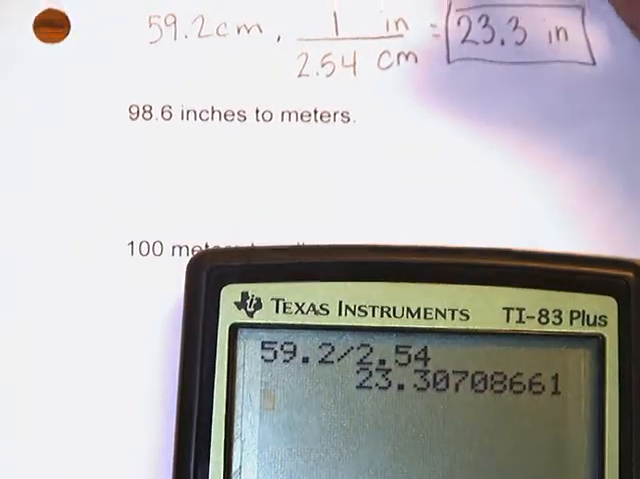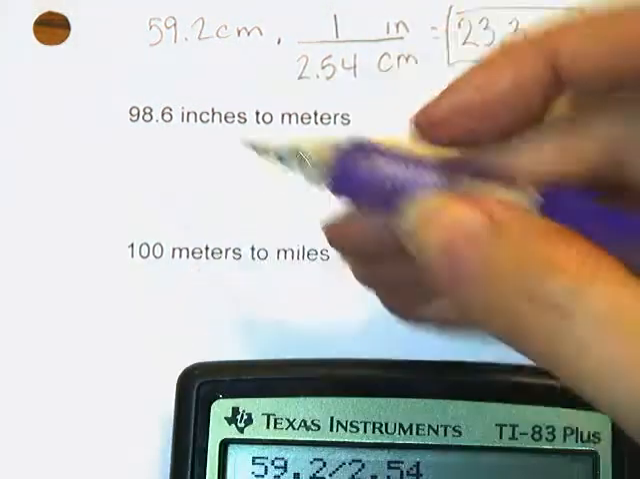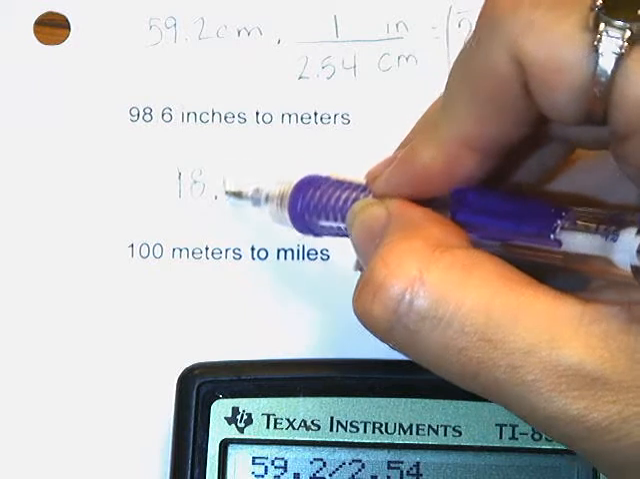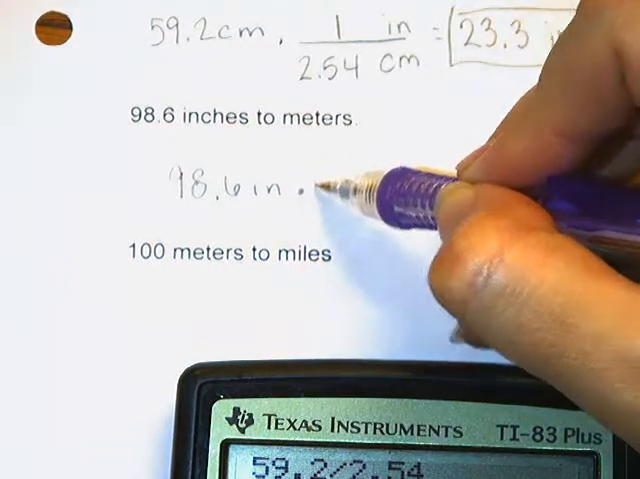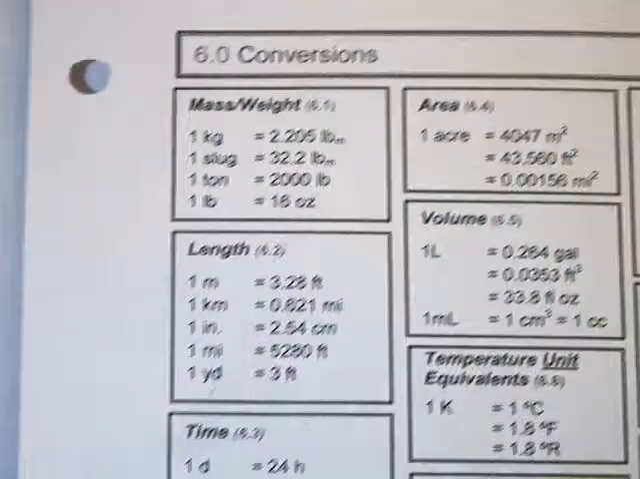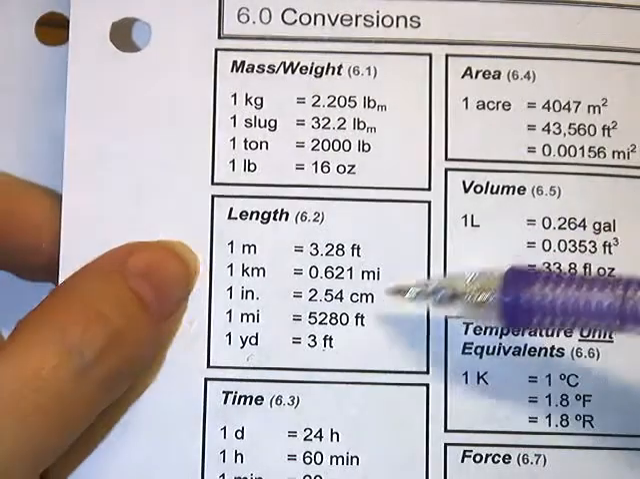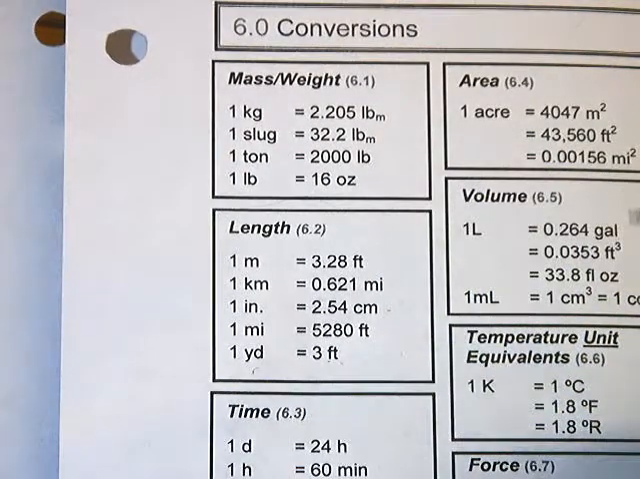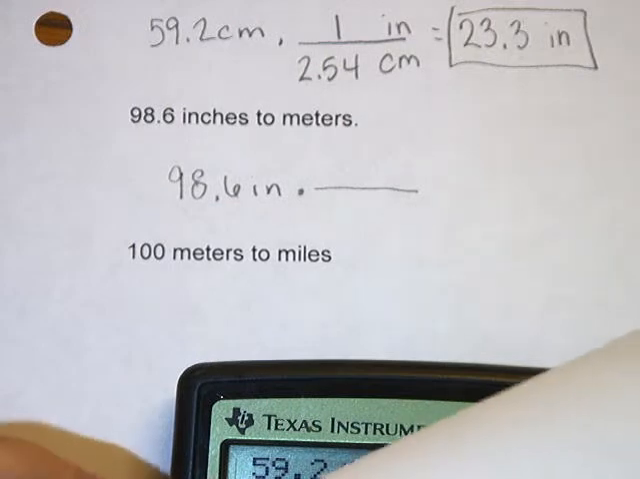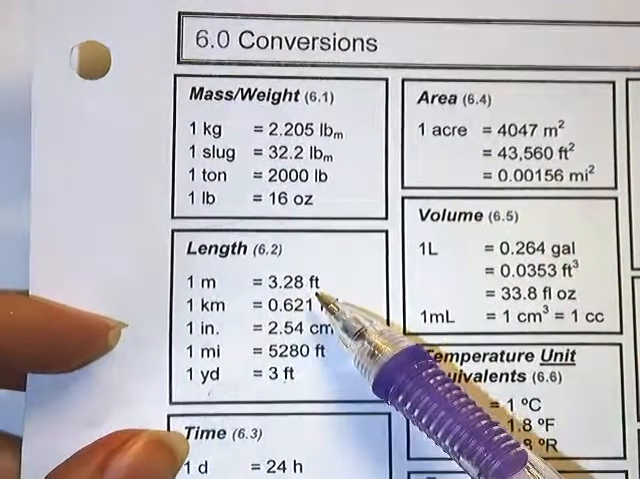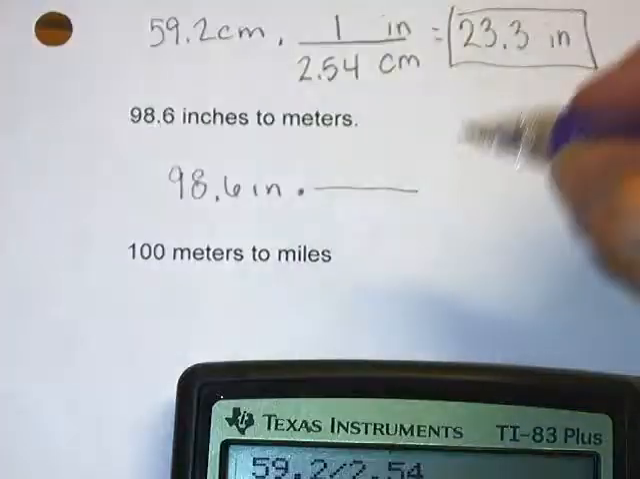Now let's look at the next one, inches to meters. So again, I'm going to start with this 98.6 inches, and then I need to make a fancy one. Let's see if we can find a conversion for inches to meters. Well, there's inches to centimeters, and there's meters to feet, but I don't see one that does straight inches to meters like I need. So I'm going to have to make two fancy ones. But I can go from inches to feet, and then feet to meters, and that'll get me there.